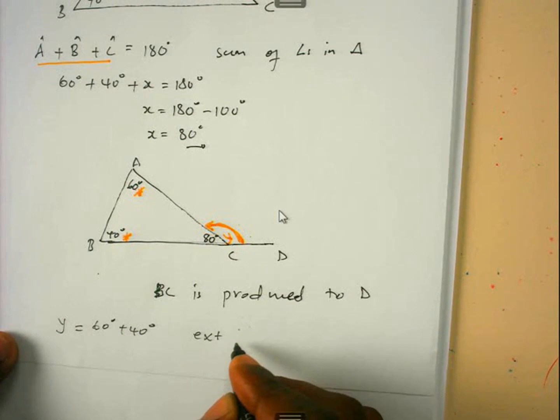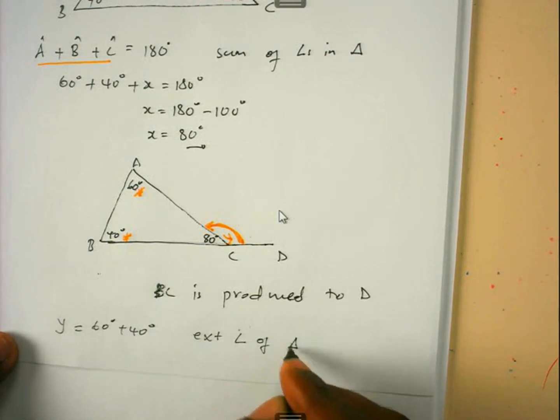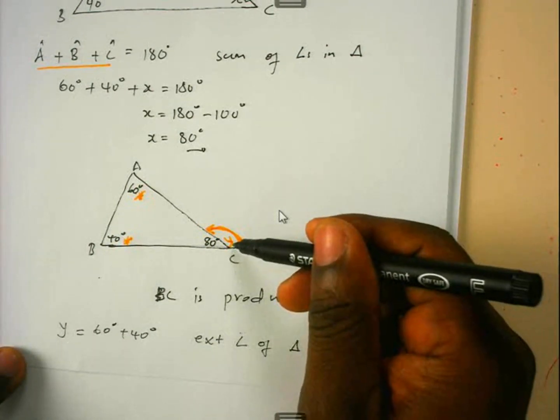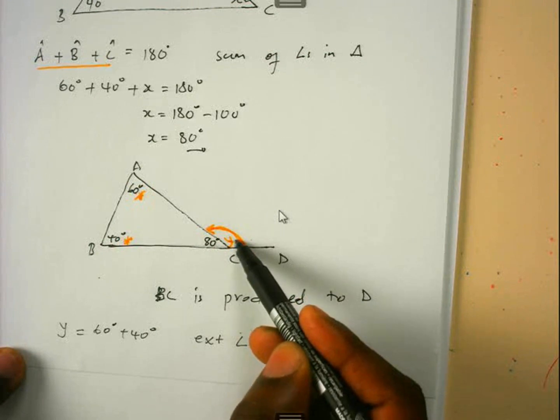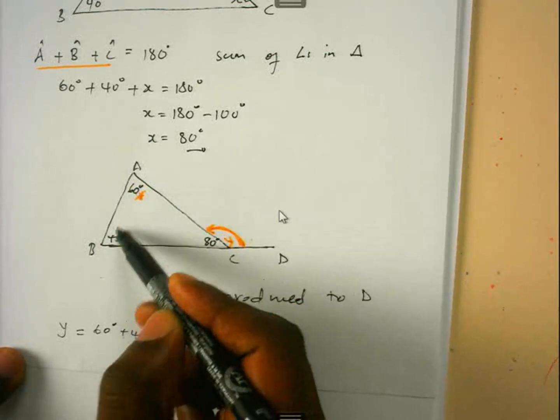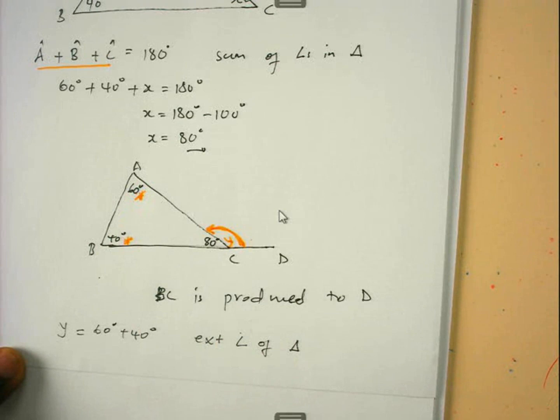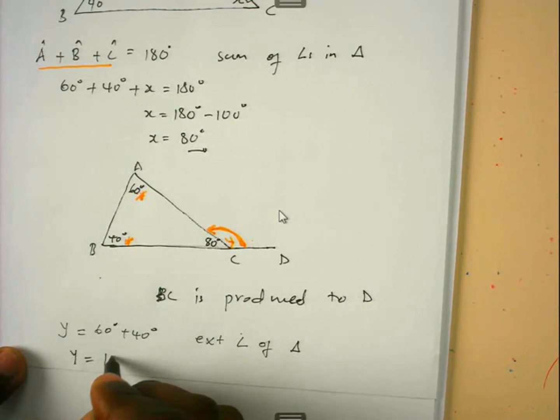Exterior angle of a triangle. It is the angle outside the triangle. It is the exterior angle of a triangle. That exterior angle, the angle outside, is equal to the sum of two interior opposite angles. Therefore, Y will be equal to 100 degrees.